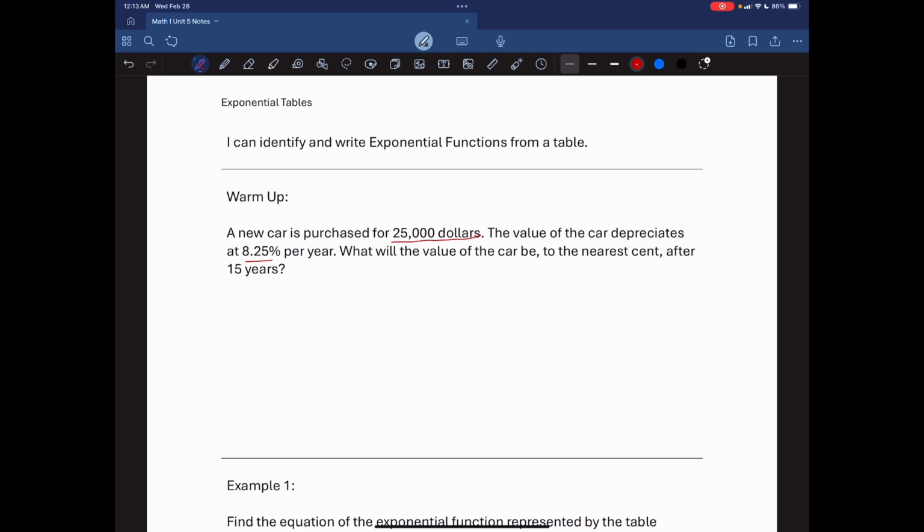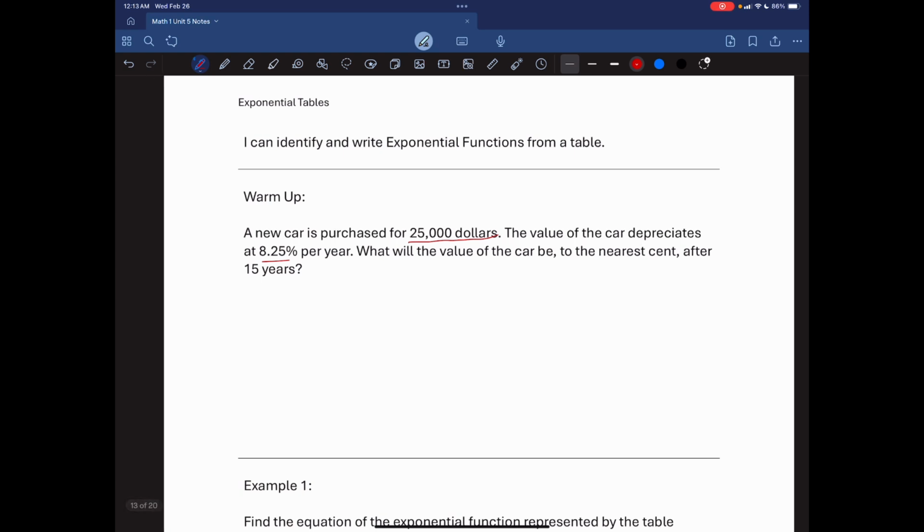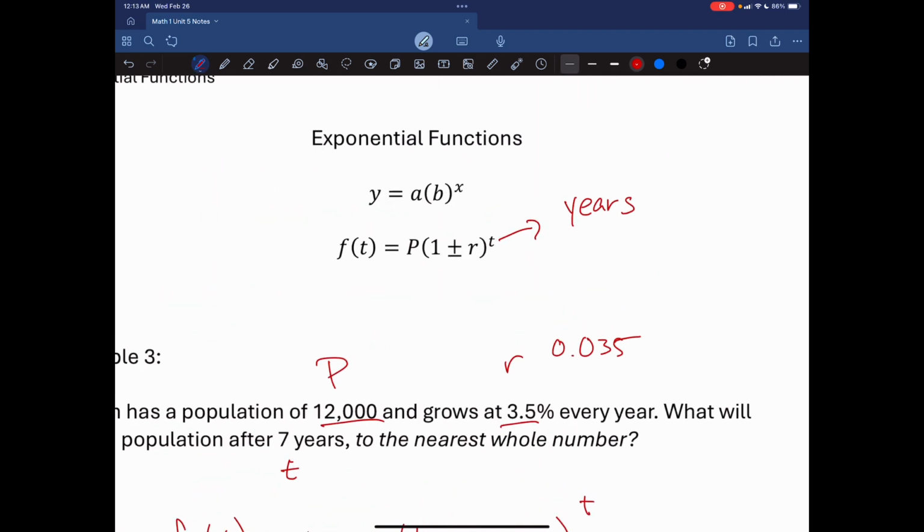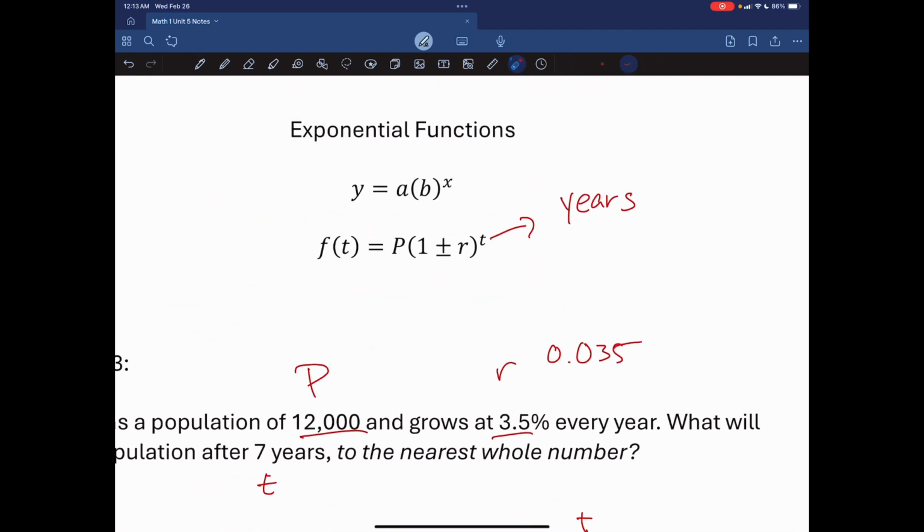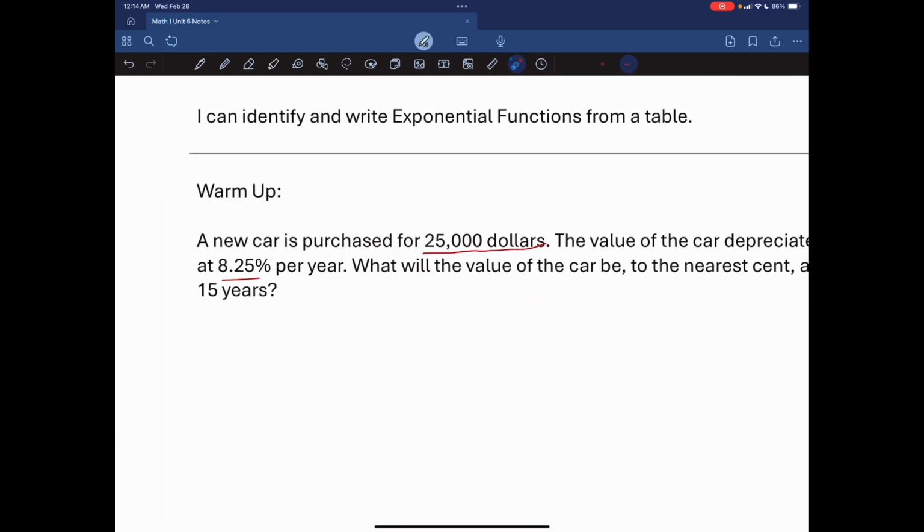Okay, so we're just going to use a formula we talked about yesterday in our notes. If you don't remember, flip back. It's this one right here. So we have our function on time equals my principal or my starting amount times 1 plus or minus.